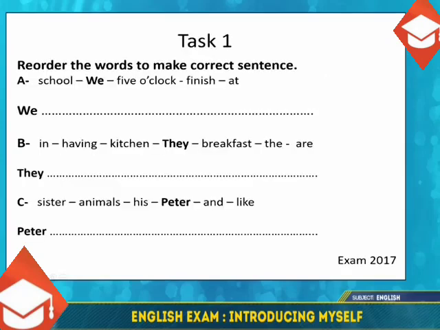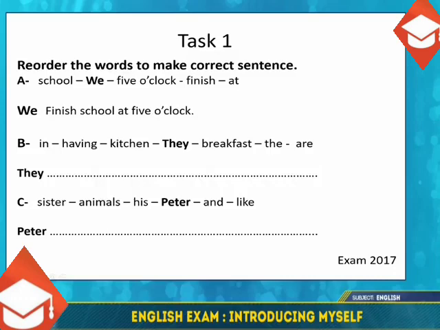Let's start with task 1. Reorder the words to make correct sentences. First sentence, we have the following words: school, we, 5 o'clock, finish, at. The sentence starts with we. What are the following words? Very good. We finish school at 5 o'clock.